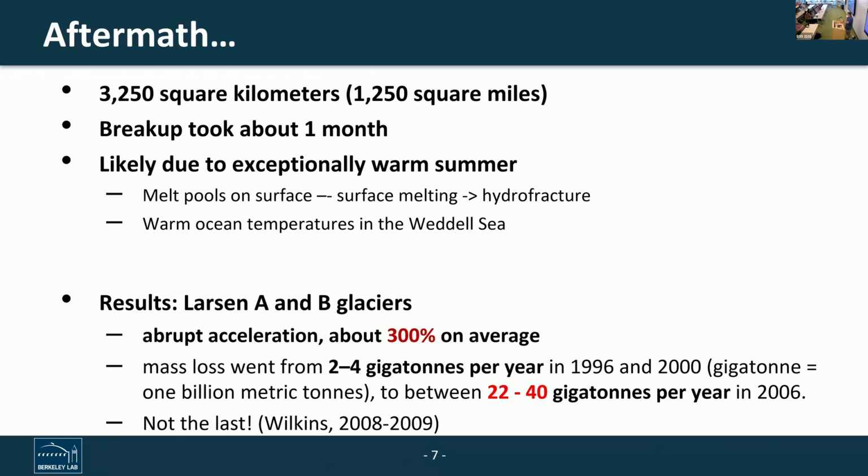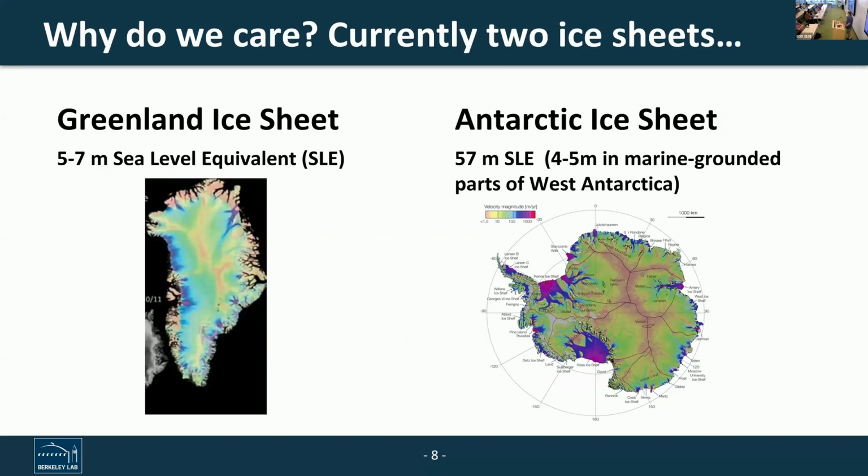Everyone knows glaciers and ice sheets advance and retreat over millennial timescales. But this is the first time anyone's seen something this dynamic happen in real time. And it's not the last. The Wilkins ice shelf did something very similar in 2008, 2009. So why do we care about that?